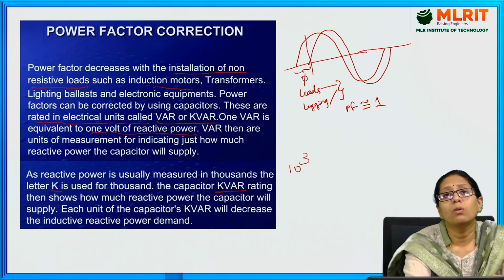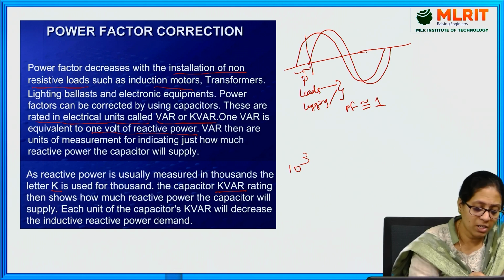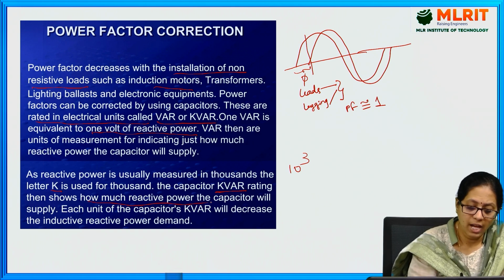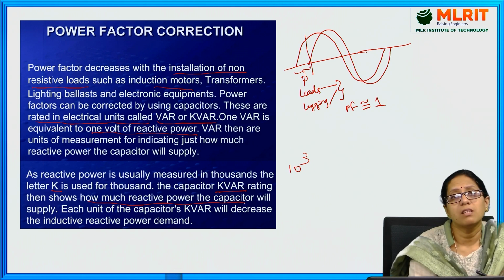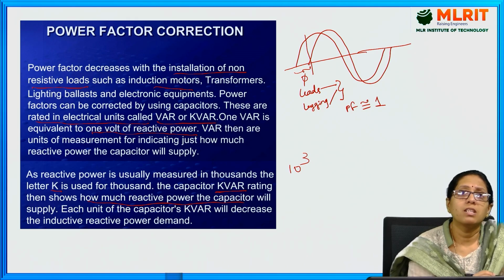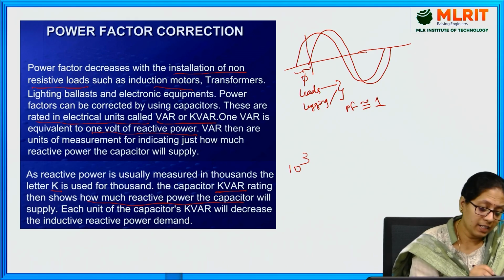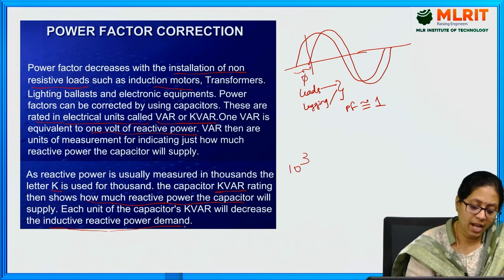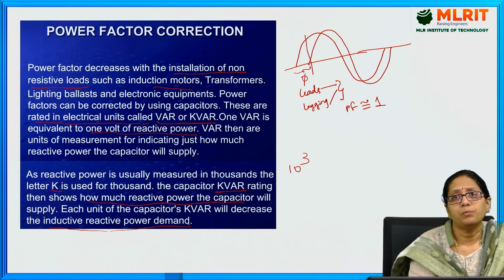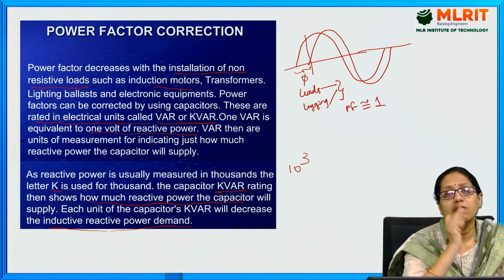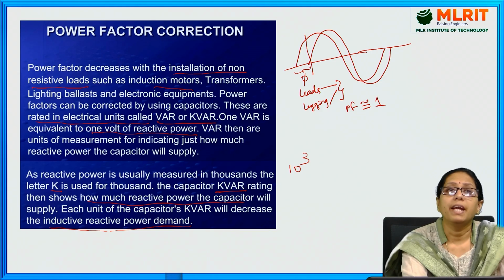VAR is volt ampere reactive, which shows how much reactive power the capacitor will supply. So each unit of capacitor KVAR will decrease the inductive reactive power demand. By connecting the capacitor, we are decreasing the inductive reactive power demand.